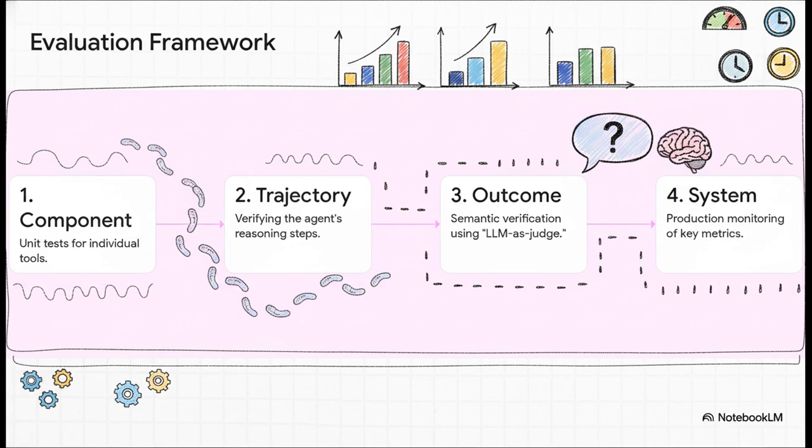At the very bottom, we have component tests, simple unit tests to make sure each individual tool works. Then we move up to trajectory evaluation. Here, we're checking the agent's step-by-step reasoning to make sure its thought process is correct. Layer 3 is outcome, where we do something really cool. We use another LLM as a judge to grade the quality of our agent's final answer. And finally, at the very top is system monitoring, where we're watching everything in production, latency, tool failures, costs, to make sure it's all running smoothly.